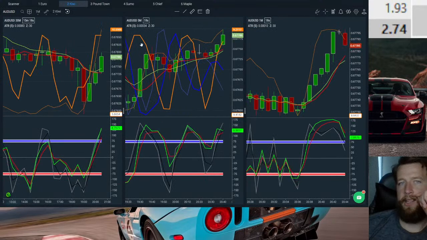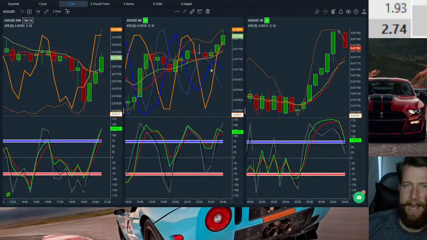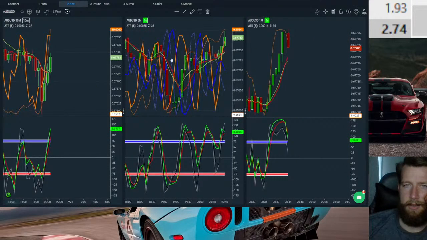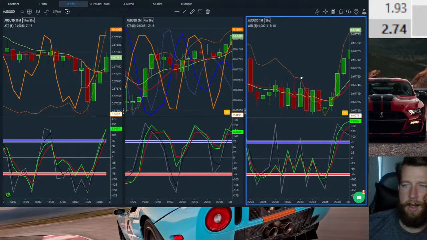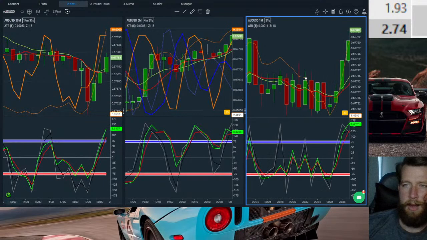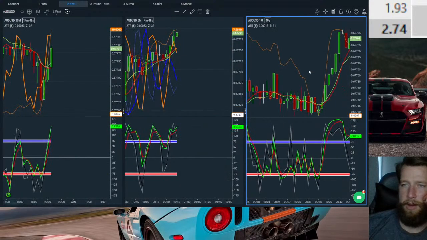Let's take a peek at the Aussie. It's basically moving about the same. Although, we did get a freaking good run here. But yeah, look at that. Consolidation and just whoop. But yeah, this is a perfect example of what we'd be looking for.